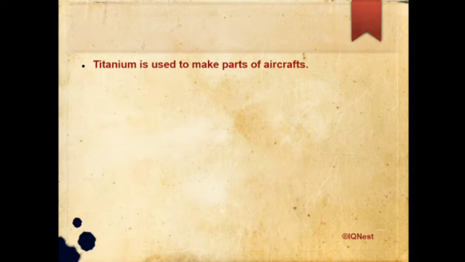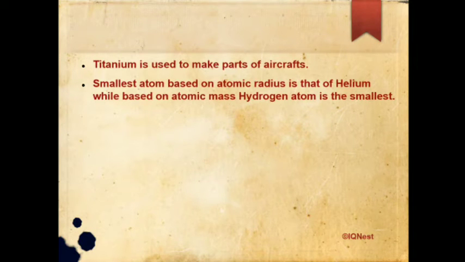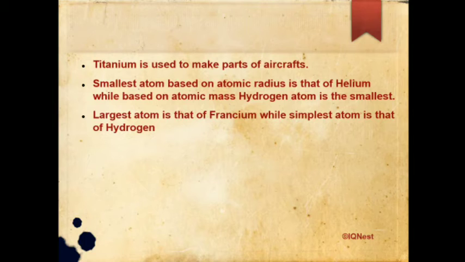The next point, titanium is used to make parts of aircraft. The smallest atom based on atomic radius is that of helium, while based on atomic mass, the hydrogen atom is the smallest. The next point, the largest atom is that of francium, while the simplest atom is that of hydrogen.